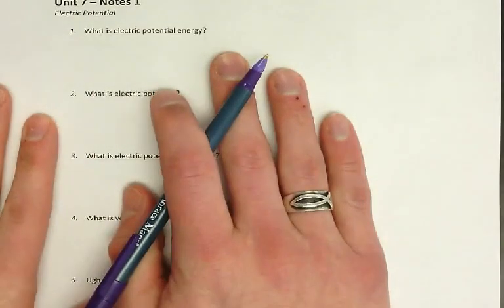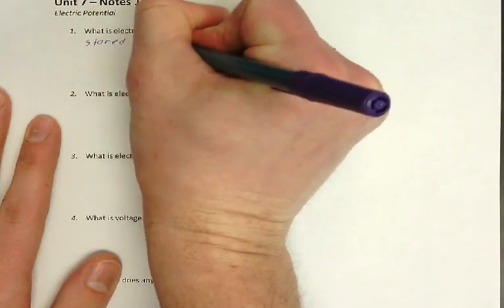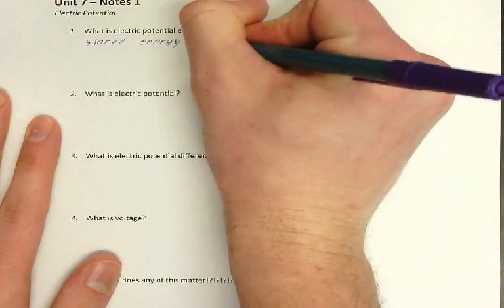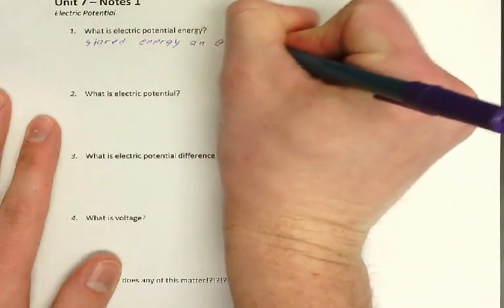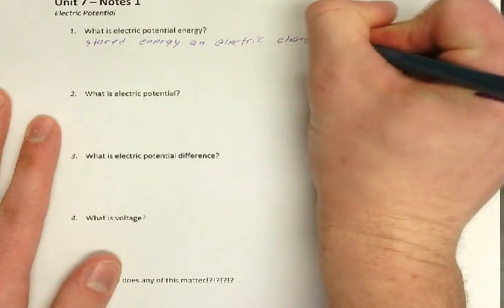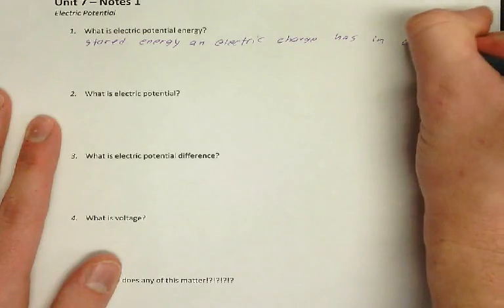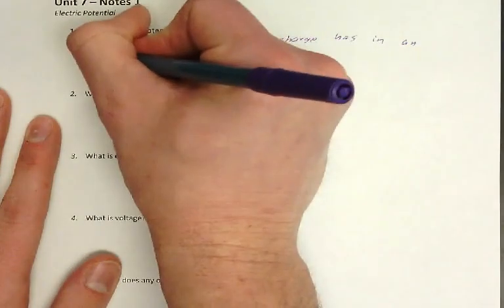Number one, what is electric potential energy? So it is stored energy an electric charge has in an electric field.